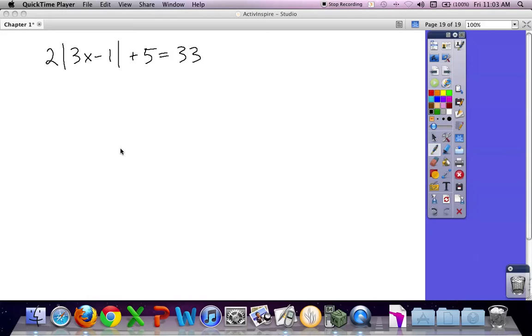However, before we do that, we need to isolate the absolute value, meaning we need to make sure that this absolute value of 3x minus 1 is alone on one side of the equal sign before we break down the absolute value. So there's two things on this side of the equal sign for us to get rid of. We need to get rid of this 2, and we need to get rid of this plus 5. Right? We really should take care of this plus 5 first. Right? So we subtract 5.